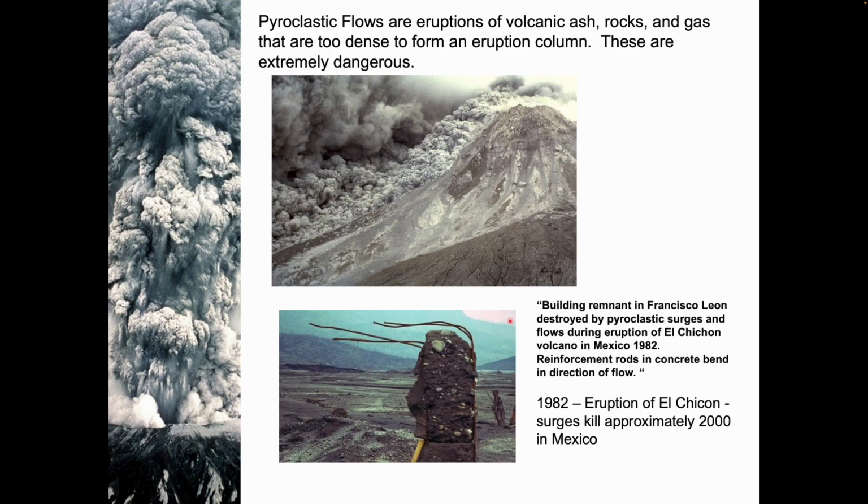We can see here in 1982, this volcanic eruption of El Chichon in Mexico fractured this reinforced concrete wall and bent the rebar in the direction the pyroclastic flow was traveling. This is an incredible amount of energy that destroyed this wall. And this volcanic eruption and its pyroclastic flows killed approximately 2,000 people in 1982.